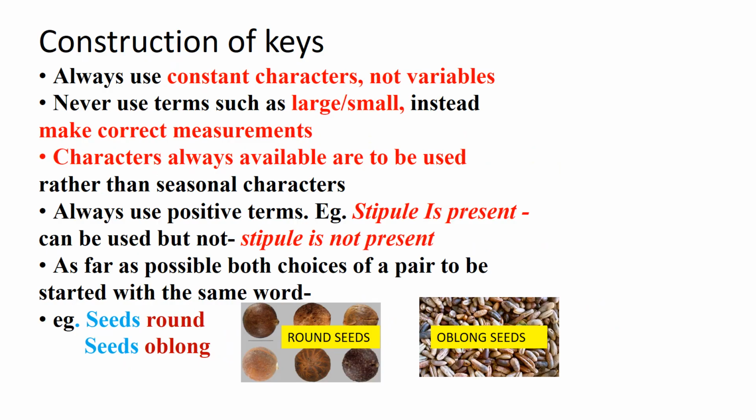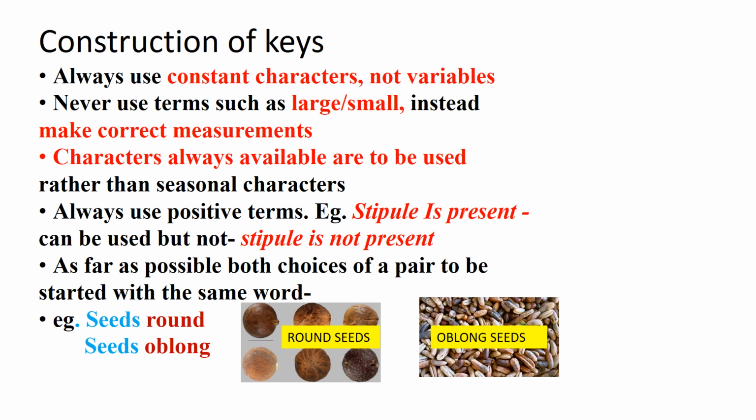So how to construct the keys? Always use constant characters, not variables. For example, here I have given the shape of the seed. One plant has round seeds, another has oblong seeds. So this is a constant character. Like that, the flower color is constant. Leaf shape is constant. So we have to take constant characters for making keys.